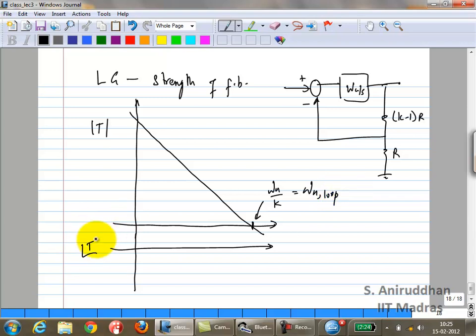Similarly, if you plot angle of T, in this particular case, it's just going to be at minus pi by 2. Okay? So now what this means is, if you look at frequencies much lower than omega u over K, you have very strong feedback because T is very large. And here you have weak feedback. And eventually almost no feedback at all.